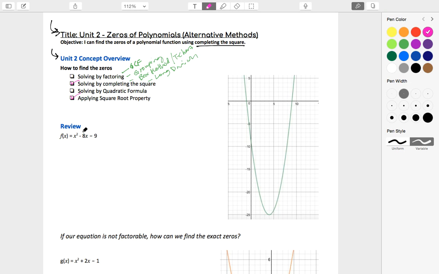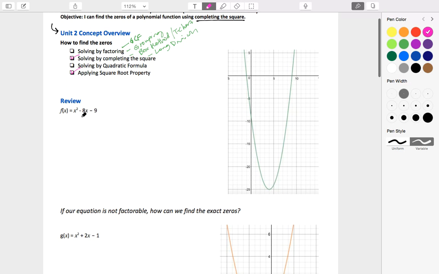Right, so just as a quick review, let's say we have a function where f of x is equal to x squared minus 8x minus 9, and let's just say that it says find the zeros. If it says find the zeros, we know we're going to have to set this f of x equal to 0, and then we're going to need to apply our box method to factor.